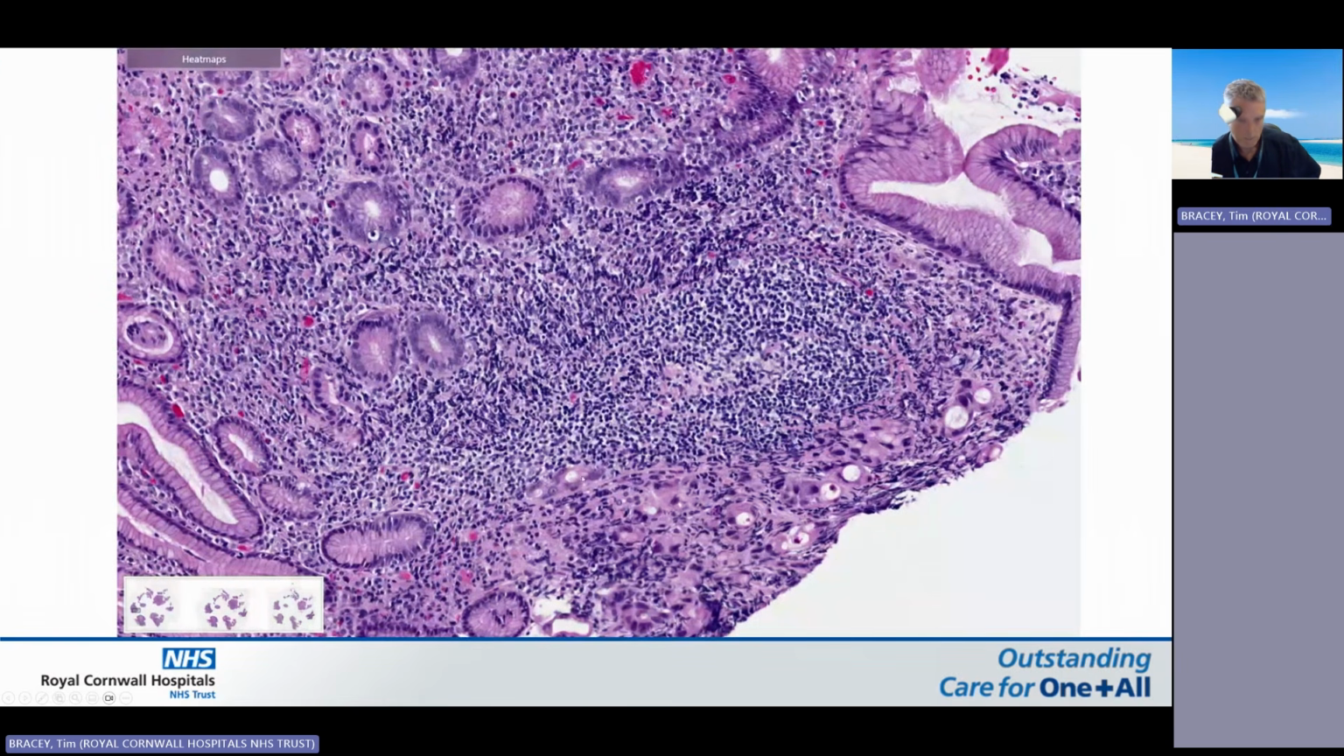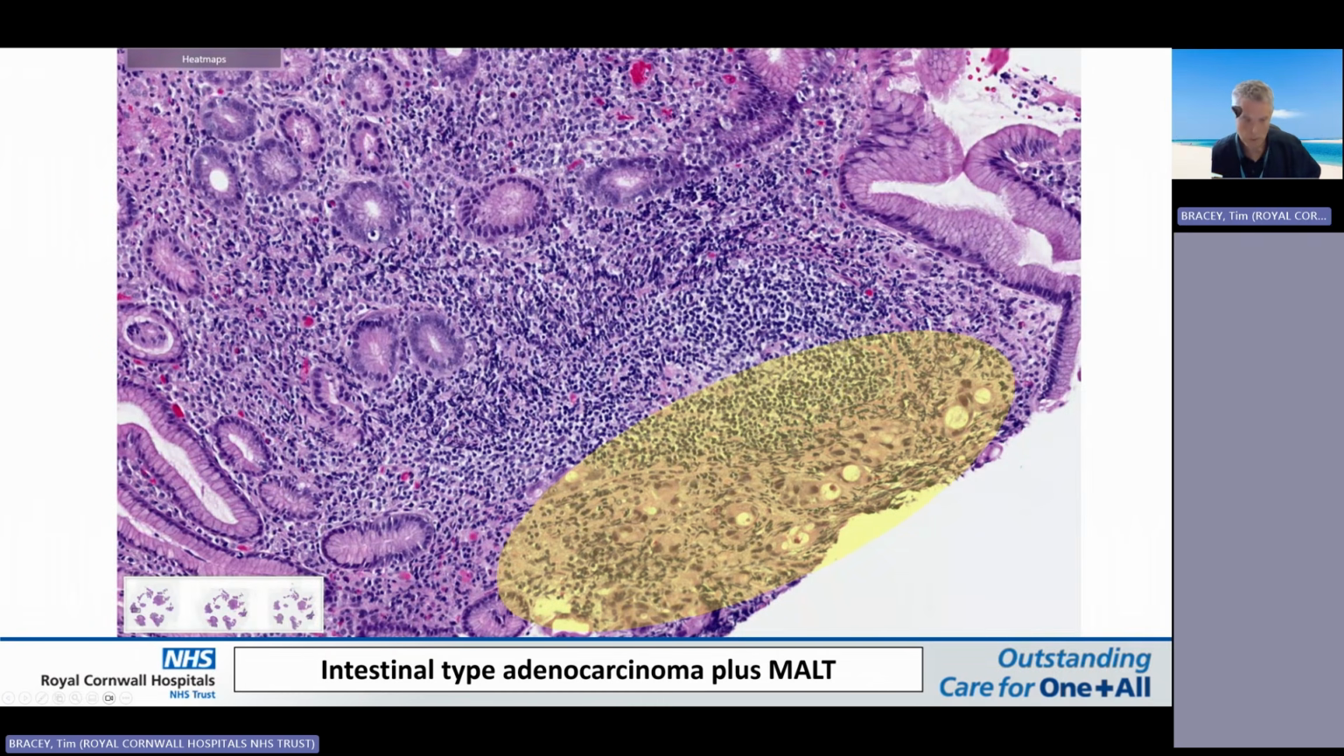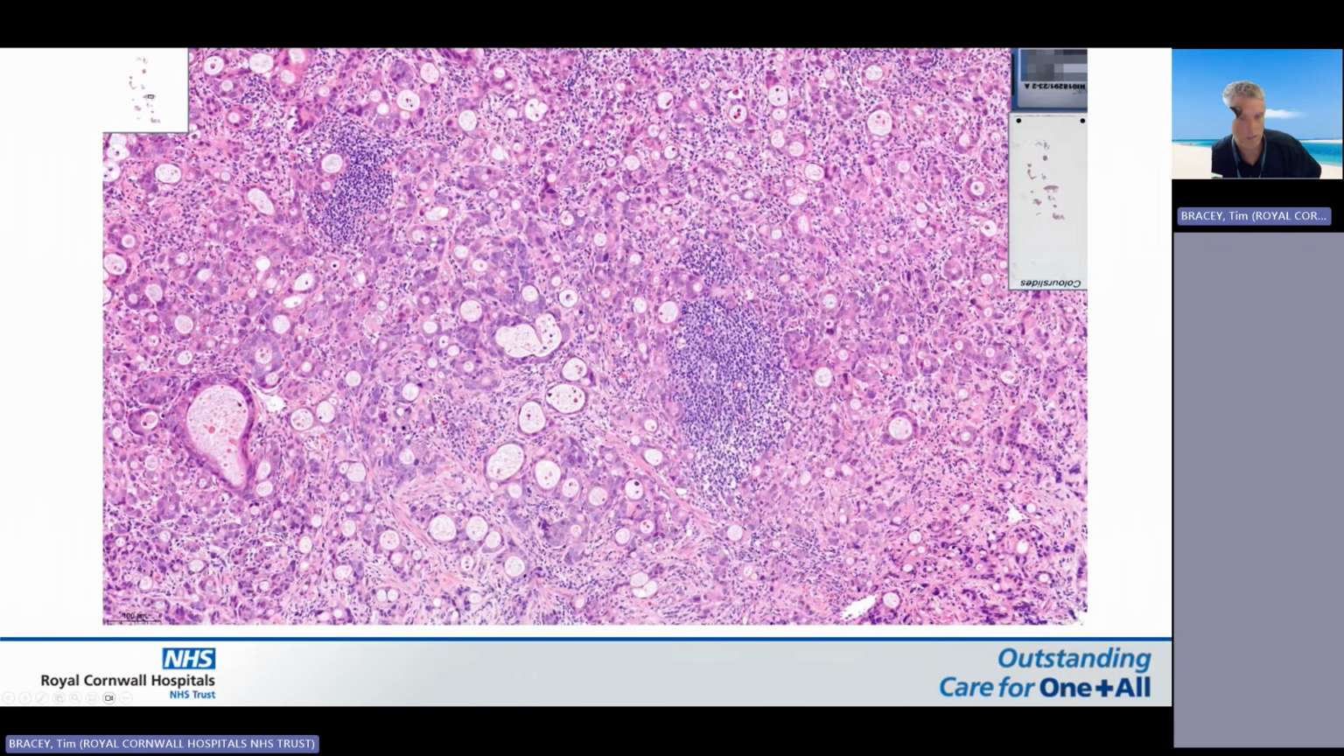But when I zoomed in, I found on the 6th level this tiny area of intestinal type adenocarcinoma. So this was adenocarcinoma plus multiple lymphoma. And this was a tough Cornish lady.